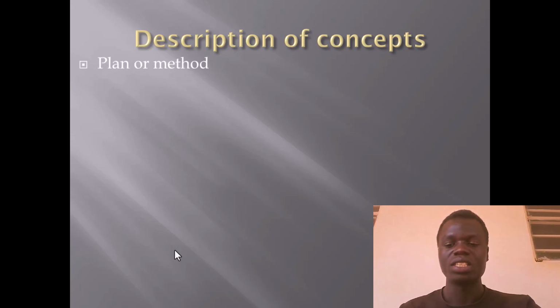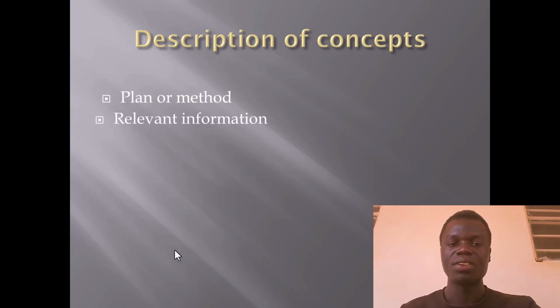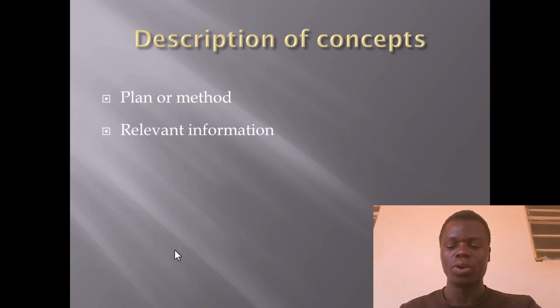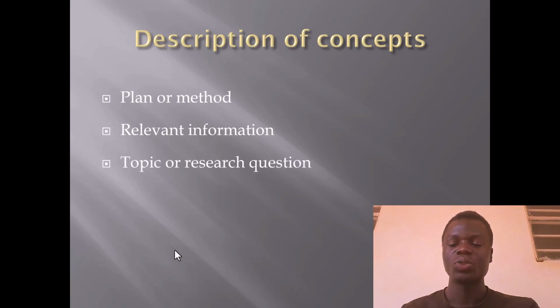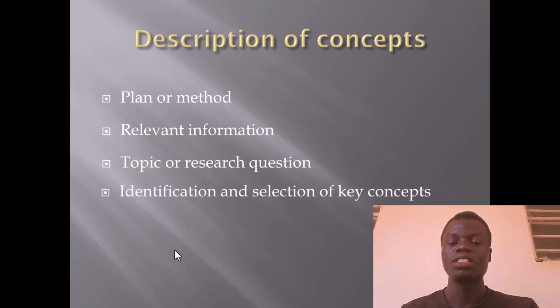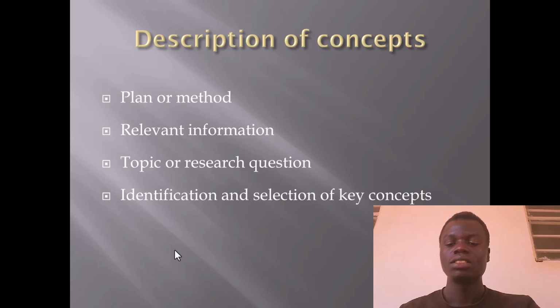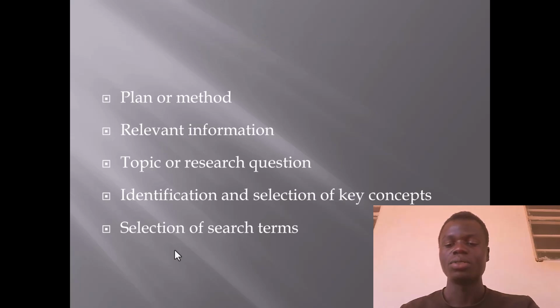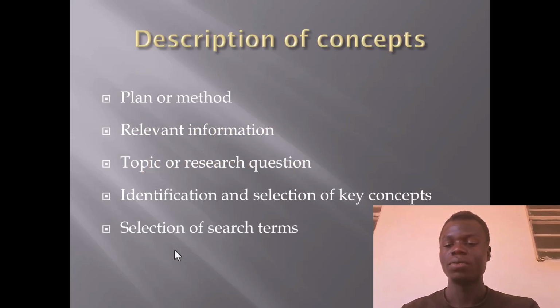So a search strategy is a plan or method that is used to systematically find relevant information on a particular topic or a research question. Now, typically, this search strategy involves identification of key concepts and selection of appropriate search terms for a particular topic. Therefore, in this search strategy, it also helps to combine these terms to retrieve the most relevant results from a database or retrieval system or else a search engine.